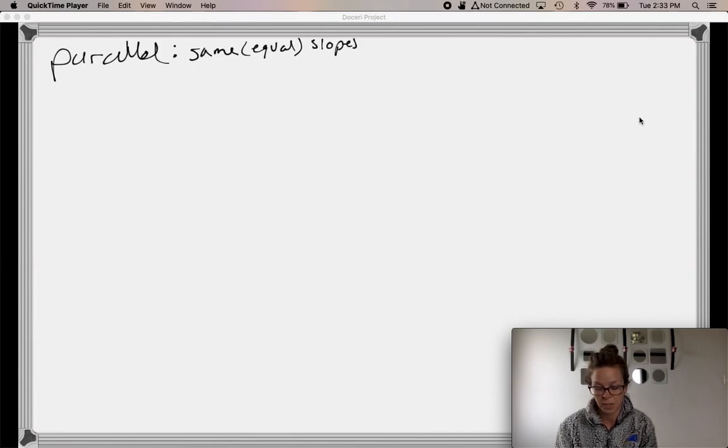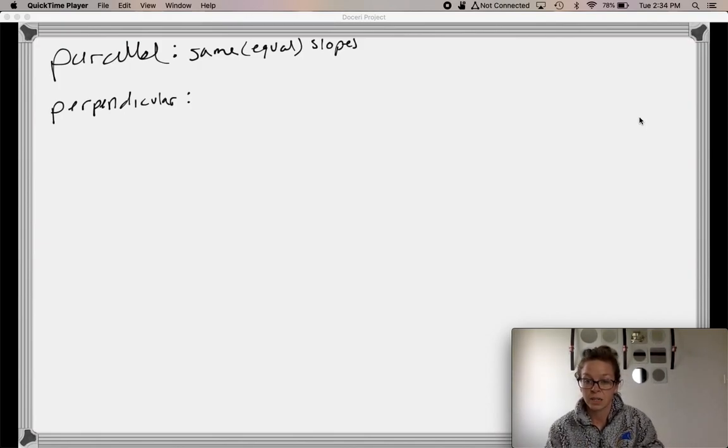Our other type of special line, what do you think it is? You probably guessed it. You're right. It's perpendicular. Perpendicular lines are lines in geometry that we say intersect at a right angle. So what is one thing that you would think would have to be true if two lines are going to intersect at a right angle?